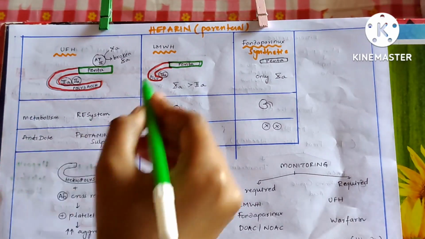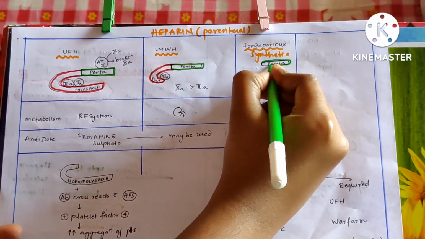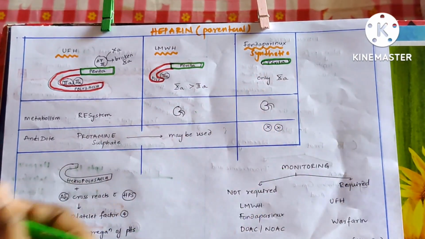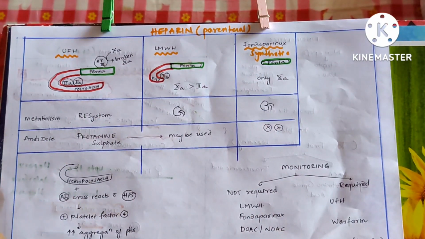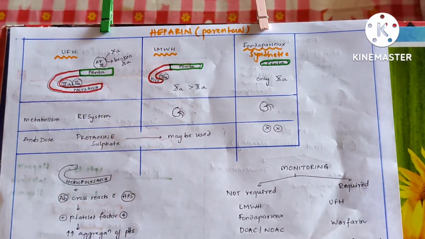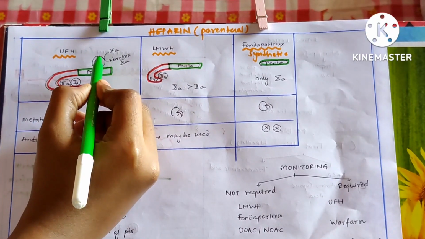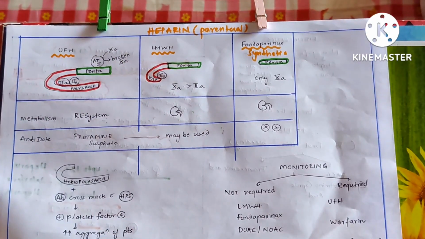Whereas low molecular weight heparin has a small size of polysaccharide, whereas fondaparinux never has this heteropolysaccharide unit. It only has that active pentasaccharide unit. So the pentasaccharide unit is the active one.